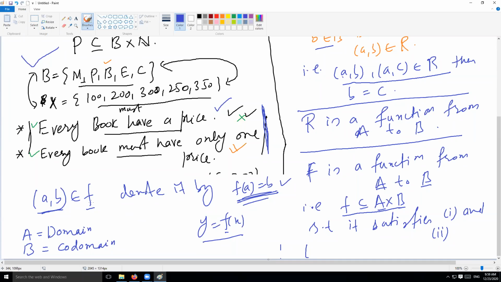So F is a relationship. A function is a relationship from domain to codomain in such a way that every element in the domain is related with a unique element in codomain. That's what the function is actually. Okay. That's what the function is.